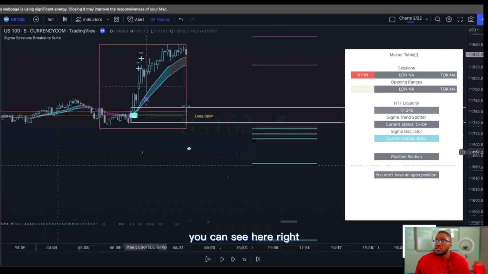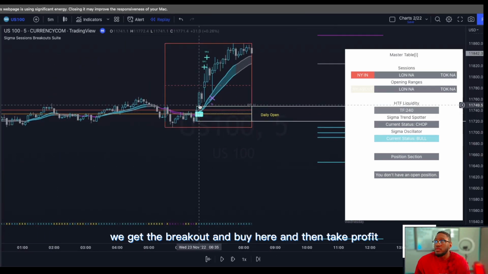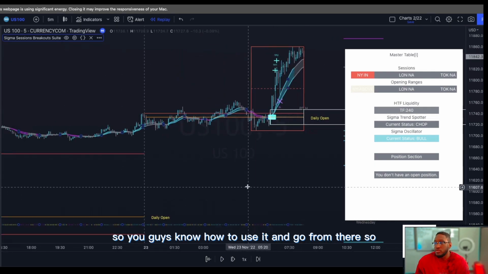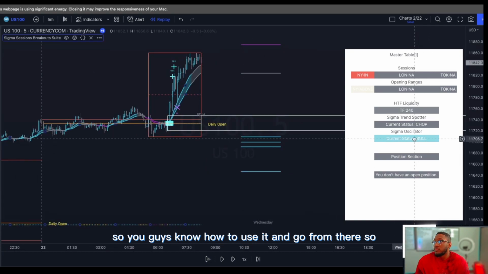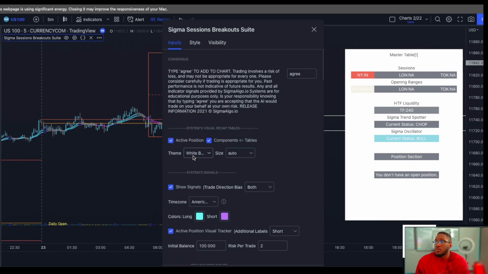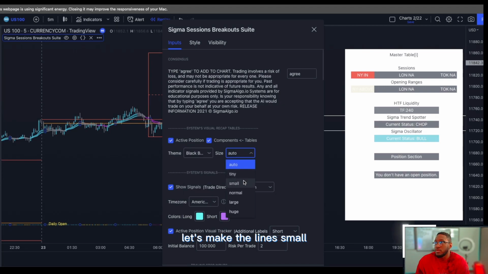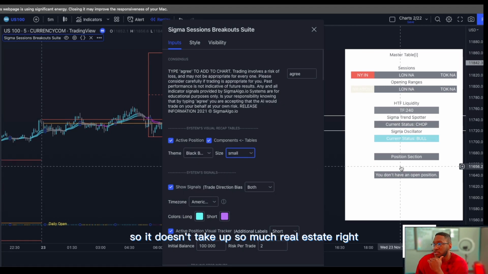You can see here we get the breakout on the buy, and then take profit 2, take profit 1. So let's just go over the indicator so you guys know how to use it and go from there. So we have our table. You can change it, black background. Let's make mine small so it doesn't take up so much real estate, right?